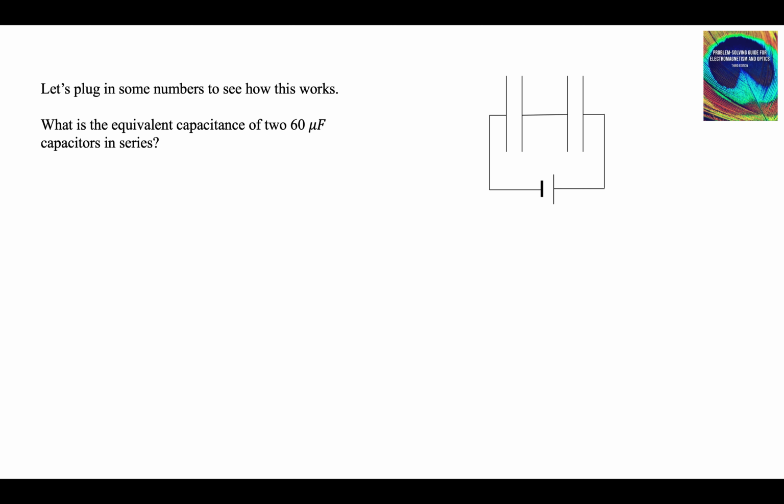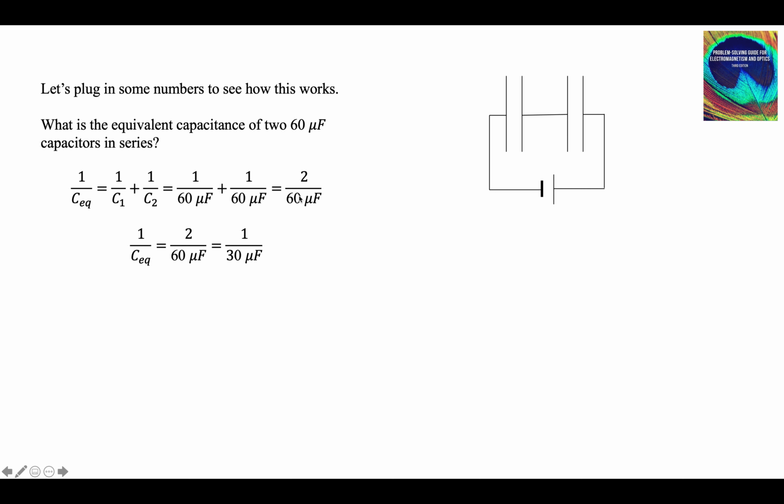Let's see how this works. Let's plug in some numbers. Two 60 microfarad capacitors in series, like that, back to back, one after another. 1 over C equivalent is 1 over C1 plus 1 over C2. C1 and C2 are both 60. 1/60th plus 1/60th is 2/60ths. 2/60ths is the same as 1/30th, and 1/30th is 1 over C equivalent, so C equivalent is 30 microfarads.